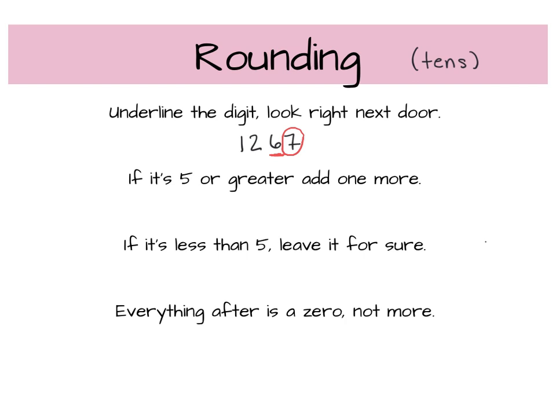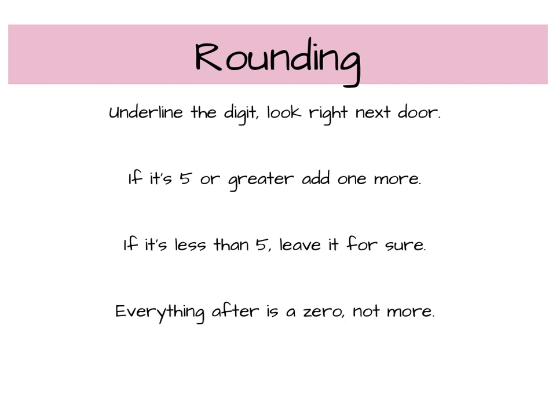So if that digit is 5 or greater, we want to add one more to our place value. So 1, 2, so the 6 will become a 7. We still have our 7 here for now. Now if it was less than 5, if that 7 was less than 5, we would leave it alone. So then everything after our place value will become a 0. So 1,267 rounded to the tens is 1,270.